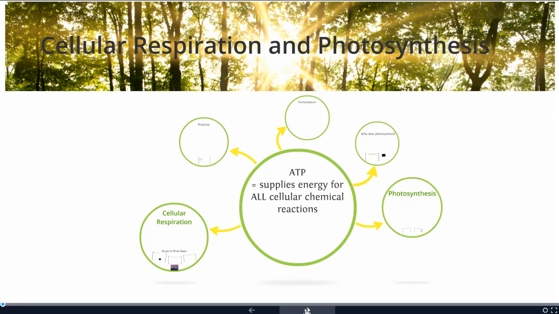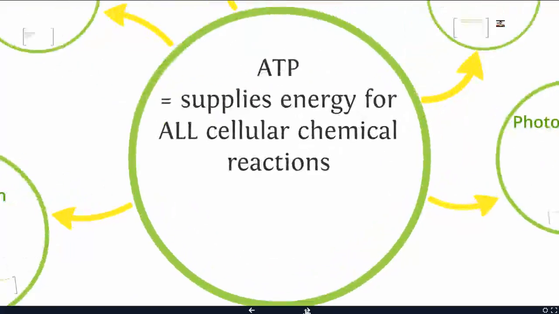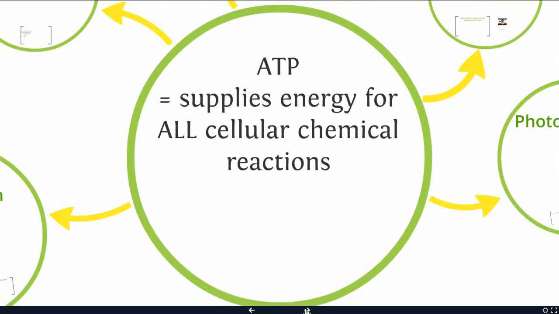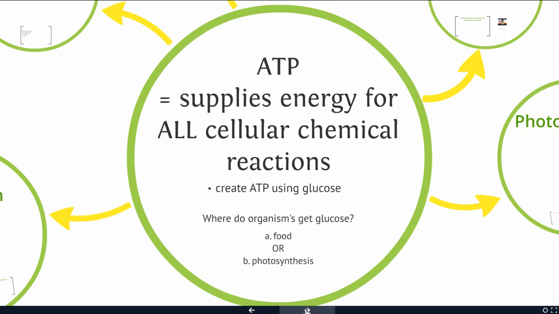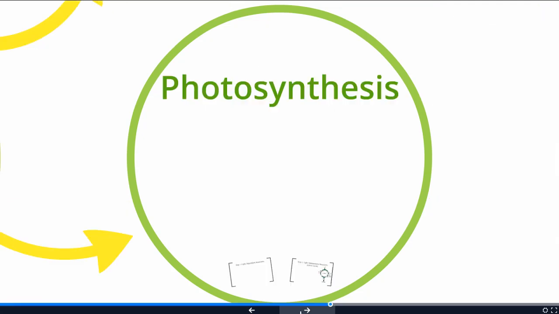So just a reminder, energy in life is all about cellular respiration and photosynthesis. ATP is going to supply all the energy we need for life. ATP is created using glucose, and an organism can get glucose from its food or from photosynthesis. So we've already talked about this process of creating ATP using glucose. So now we want to talk about how some organisms can actually make their own glucose.